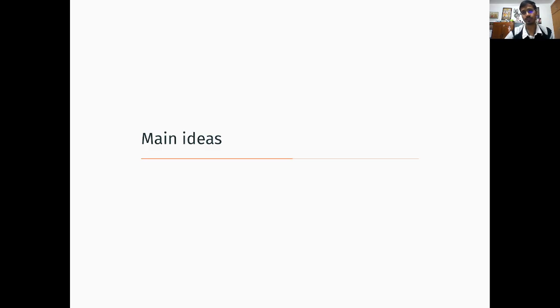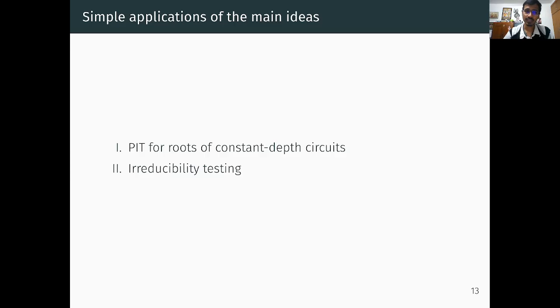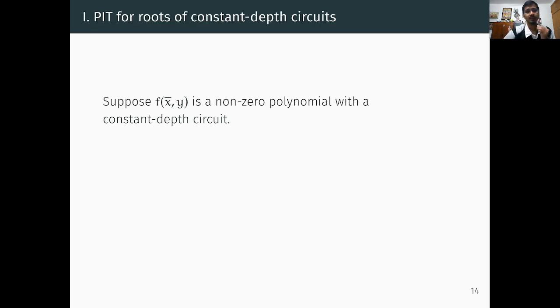Now let's move on to see some of the main ideas behind the algorithm. And to illustrate these ideas, we will just show two simple applications. One is a PIT application and the second is irreducibility testing. So let's think about this PIT problem. Suppose f is some non-zero polynomial with a constant depth circuit, and now what you're given access to is a circuit for G where you're told that G is a root of the constant depth circuit f.